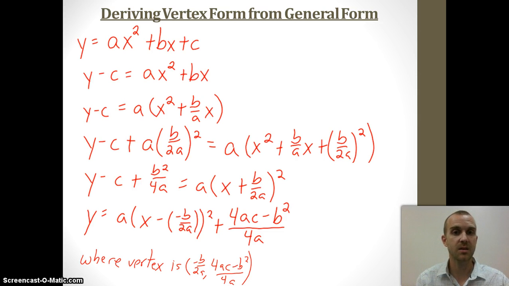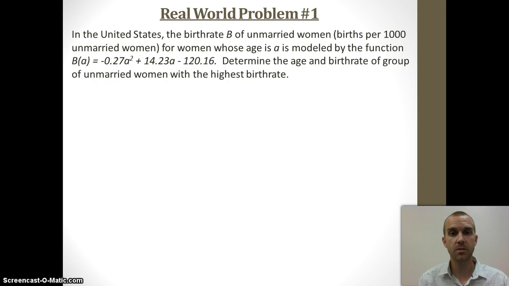So let's look at an example. In the United States, the birth rate of unmarried women per 1,000 unmarried women can be modeled by this given function. So if we want to find out, well, what's the highest age, or what age has the highest birth rate, and what is that birth rate, we could use this function and find the maximum.